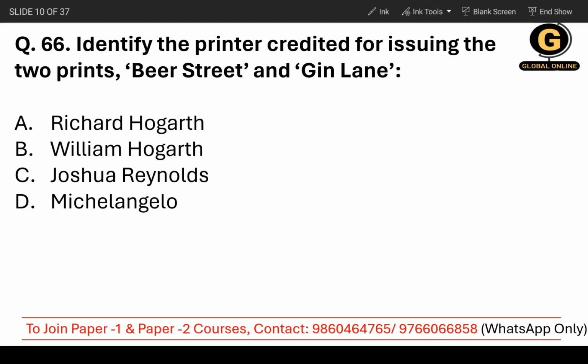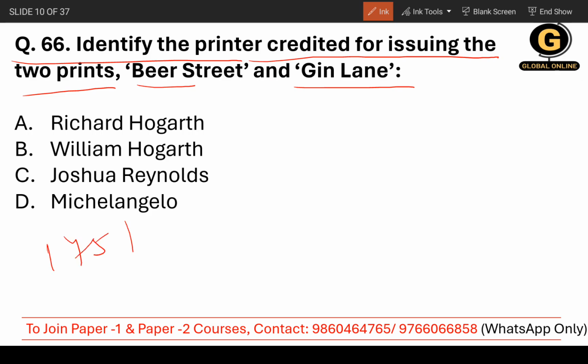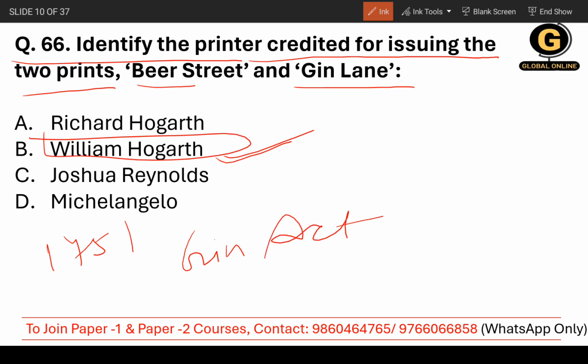Moving on to question number 66. Identify the printer credited for issuing the two prints, Beer Street and Gin Lane. Okay, Beer Street and Gin Lane. Now, it was actually issued in 1751 by an English artist, of course, that is William Hogarth. He was basically supporting an act, that Gin Act. So do remember the name of this English artist.